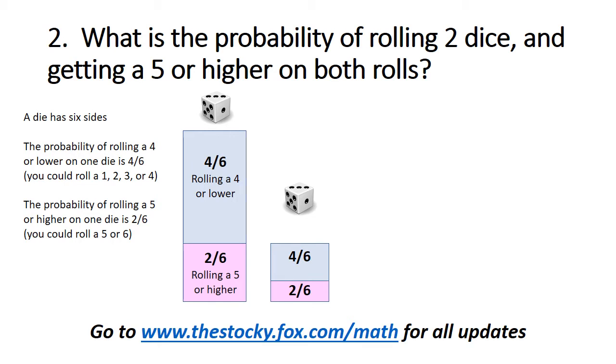That's because we really only cared about the second roll if we got what we wanted in the first roll. And after the second roll, we know the only thing we care about is if we got a 5 or higher on both rolls. So that's that little pink part at the bottom, and that's the answer to our question.